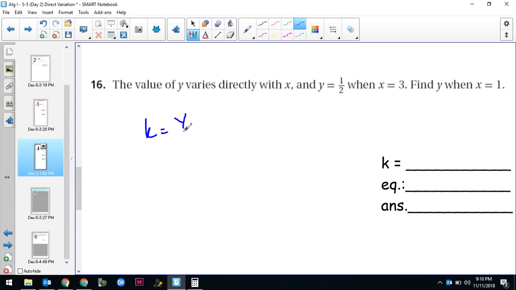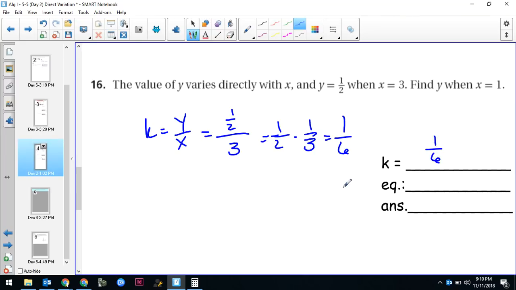And the last one here, number 16. K is equal to y divided by x. Okay, now this is a weird one because I've got 1/2 divided by 3. Remember that if I have a fraction, I'm dividing by a whole number. It's really like multiplying by the reciprocal. So 1/2 times 1/3 would be 1/6. So y is equal to 1/6 x. So if I plug in 1, I get 1/6 again. That's a weird one.